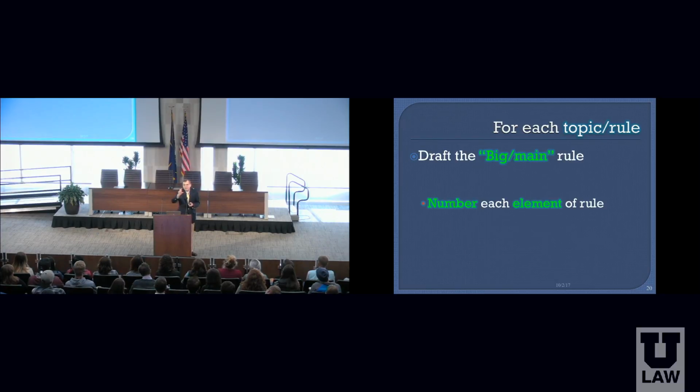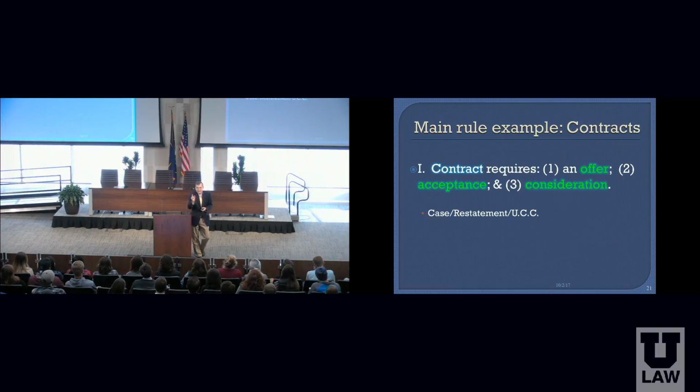Number each element within the main rule. Why are we doing that, right? We're writing an umbrella rule, and we want to know what the elements are. So to make sure you memorize them, I would capitalize and bold them, and I would number them. So here's an example of how you might write the rule for contracts. Contract requires what? An offer, acceptance, consideration. Some of your teachers might add a fourth, mutuality, right? Maybe you have to have something else, I don't know. But list the elements that your teacher wants to see in the main rule, okay?